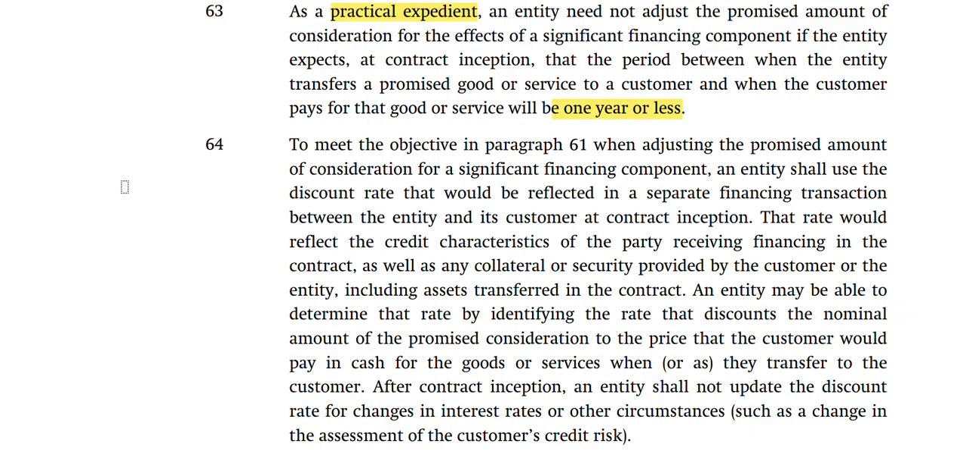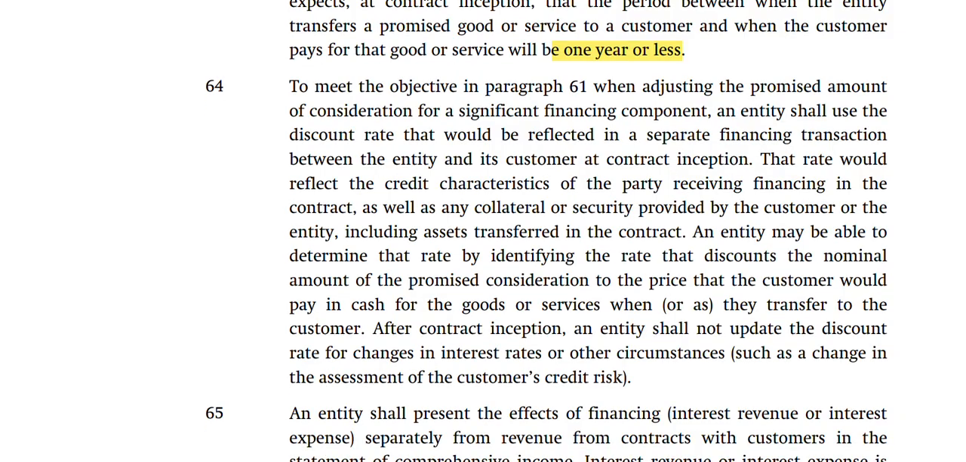An entity may be able to determine that rate, identify the rates that discount a normal amount of promised goods to the price that the customer would pay in cash for the goods or services when they transfer to the customer. After contract inception, the entity shall not update the discount rates for changes in interest rates or other circumstances, such as a change in the assessment of customer credit risk.